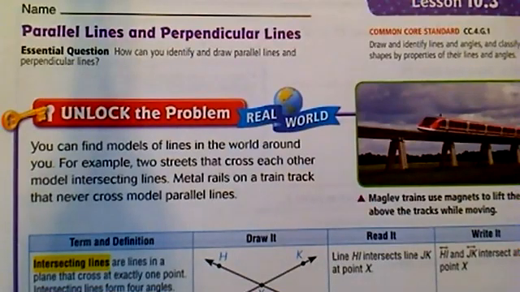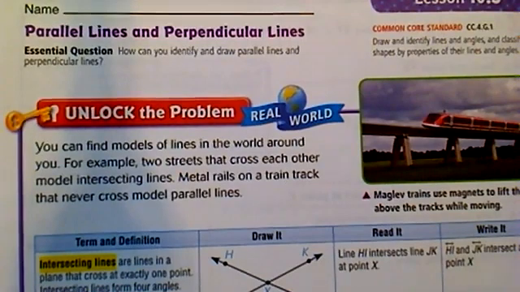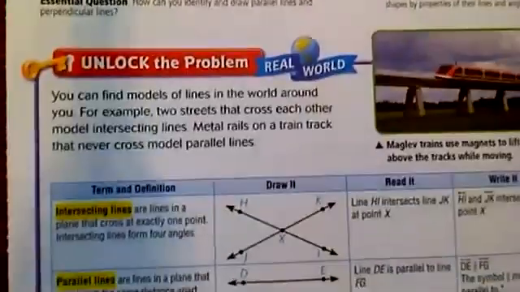So there's all sorts of models that we can see out in nature, out and about. Certainly intersecting lines, or maybe when two streets cross each other. Parallel lines, a model of that can be train tracks. That's the way you can think about that. So let's get into this a little bit deeper.